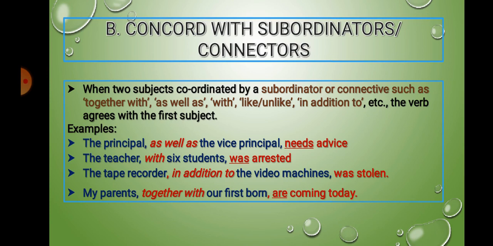The third example says the tape recorder, in addition to the video machines, was stolen. Look at it. The tape recorder is one, singular, and it attracts the singular verb was. Finally, my parents, together with our firstborn, are coming today. My parents, there are two, and the subject, my parents, is plural. Then it attracts the plural verb are.